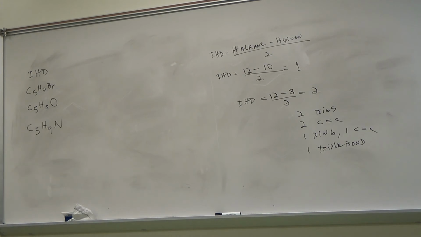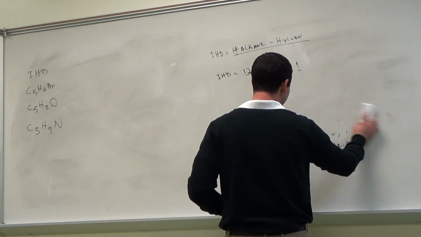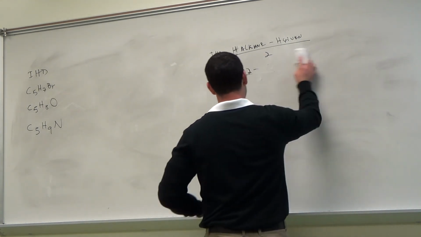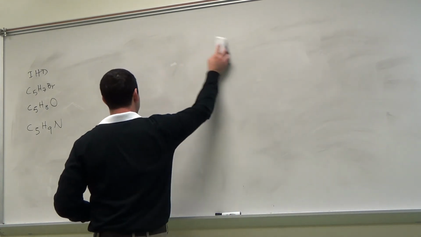I want you to find the IHDs and possible structures for those for next week. Not for now, for next week. I did not explain how to find it, so you have to look for it. I want you to find out how to calculate the IHDs for that. I want you to draw them out and come next week. If I imagine you guys did not do it, I'm gonna give you a quiz.